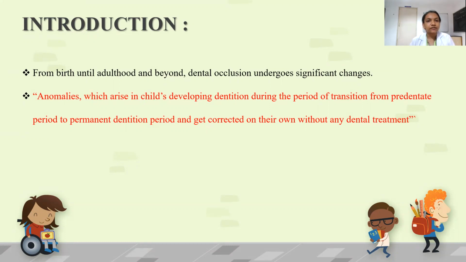Now, why are they called transient or transitional malocclusion? Because these conditions at one point of time will look like a malocclusion. But later on, with normal growth, it will be corrected on its own without any treatment. So what are self-correcting anomalies? They are anomalies which arise in child's developing dentition during the period of transition from pre-dentate period to permanent dentition and get corrected on their own without any dental treatment.